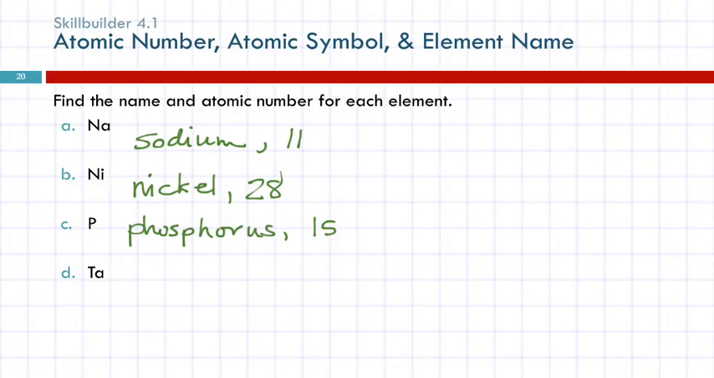Ta. You probably don't know the name of that one, so I'll just tell you. Tantalum. That's an odd one. We don't use that one much. But we can find it in the periodic table. It's number 73. Any questions? What is that? It's a metal, but it's an unusual metal. It's rare, so we don't run into it very much. I'm sure there are uses for it. I don't know any off the top of my head.